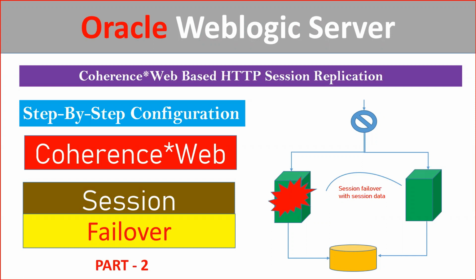So what is the difference between in-memory and Coherence Web? When we use in-memory session replication, all the session data is stored in memory. Sometimes, when we have a large amount of session data, it is not recommended to use in-memory session replication. So we go for Coherence Web session replication, where your session data is stored outside your memory.